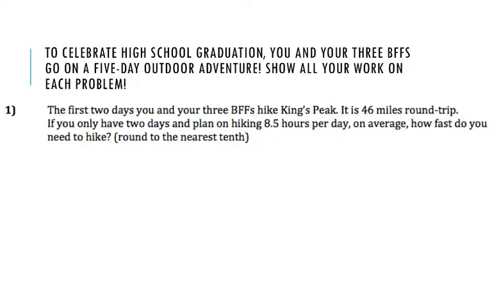Number 1. The first 2 days, you and your 3 BFFs hike Kings Peak. It is 46 miles round trip. If you only have 2 days and plan on hiking 8.5 hours per day on average, how fast do you need to hike? Round to the nearest tenth. So the first thing we need to do is identify the important information. Well, we have you and your 3 BFFs that are hiking it. You have 46 miles round trip to travel in 2 days, and you're hiking 8.5 hours per day on average.